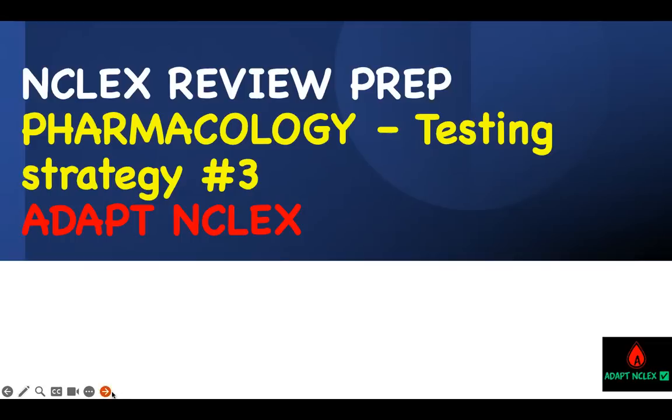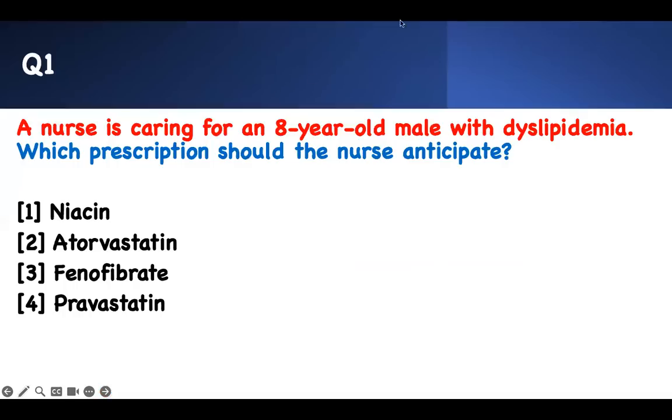This one, the questions are critical thinking, a way of teaching you test-taking strategy and answering pharmacology questions. Same thing, I read from the back. Which prescription should the nurse anticipate? That means I need to know that this is what is going to happen. I'm going to give the patient something. I anticipate, I'm already prepared to give the patient something. That means, what do you think the doctor is going to prescribe? Or what do you think the next step will be?